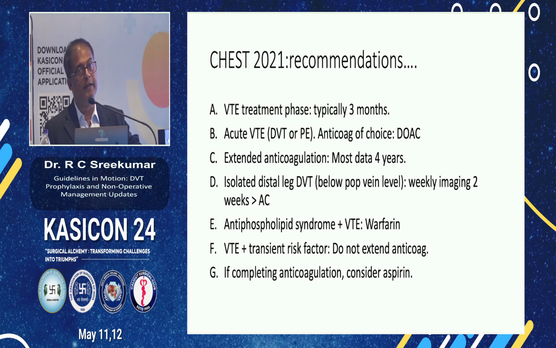So the 2021 recommendations are very clear. Every patient with VTE should get a treatment phase of 3 months. Depending on choice, what's convenient for you and the patient. If it's an acute DVT, it's better to go for a DOAC, apixaban, dabigatran, whichever is your choice. If it needs extended anticoagulation, most data says most of these patients require only up to 4 years. Even after 4 years, you can reconsider it. There is not much advantage if you continue the medicines more than 4 years.